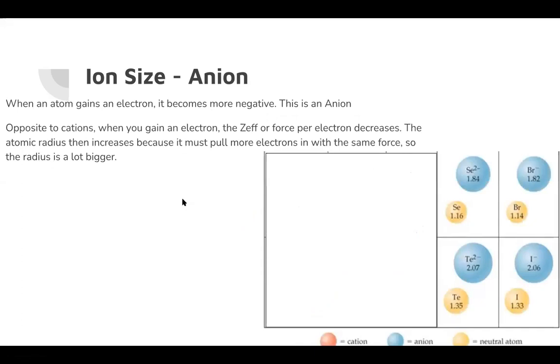Now the anions are the opposite, the flip side. So again, an anion is when an atom gains an electron, making it more negative. And so when you gain an electron, the Z effective or the force per electron decreases. The force itself doesn't actually decrease, if that makes sense. So the atomic radius then increases because it pulls more electrons with the same force, and so the radius is bigger.